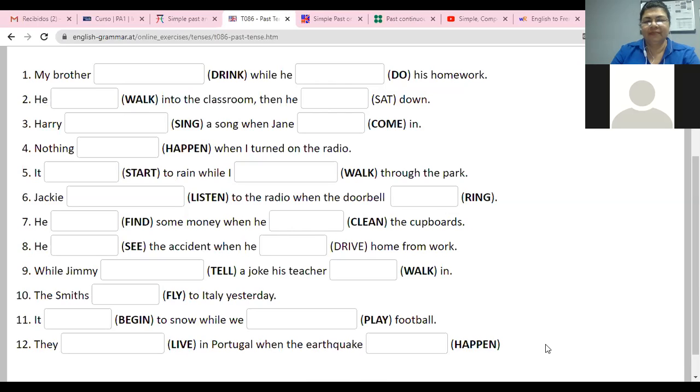My brother drinking wine, he does his homework. And the verb to be, because when you have the past continuous, you need a combination of the verb to be and the verb in the ing form, remember? Okay, my brother is drinking while he... Is that the past? You go with the verb to be. Was drinking. Okay, my brother was drinking while he does his homework. Past? While he did his homework.